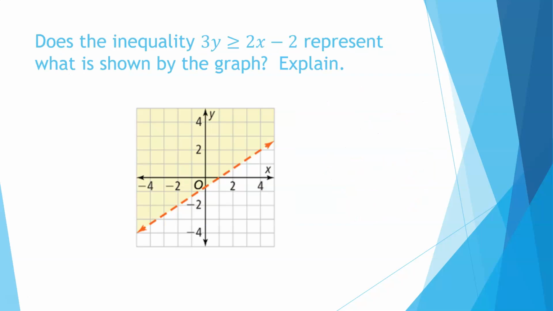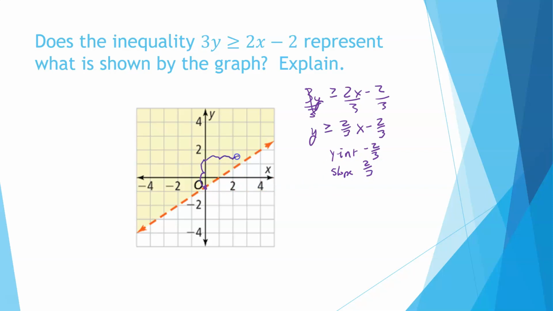All right, one last example. Does this inequality represent the graph? Okay, it's 3y greater than or equal to 2x minus 2. And so really we just go through and simplify everything. So I get y is greater than or equal to 2/3 x minus 2/3. In this case, my y-intercept is -2/3. That looks about right. My slope is 2 over 3, which is going up 2 over 1, 2, 3, that looks about right. So these are okay.